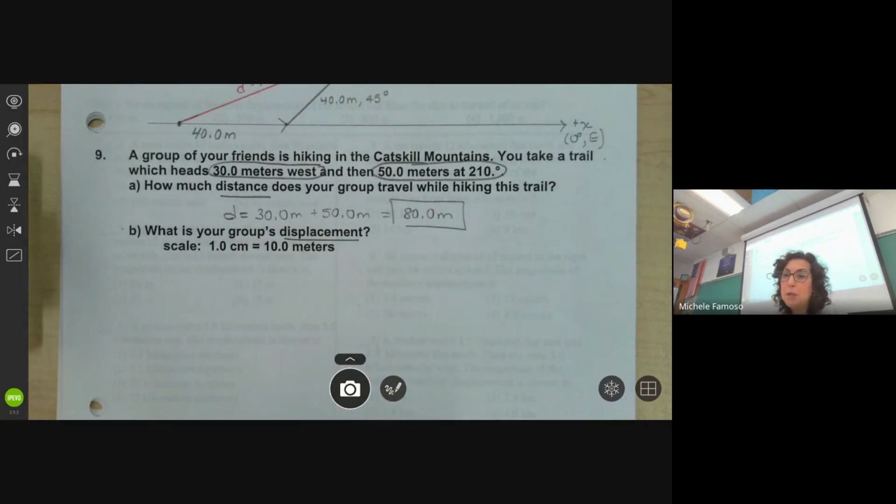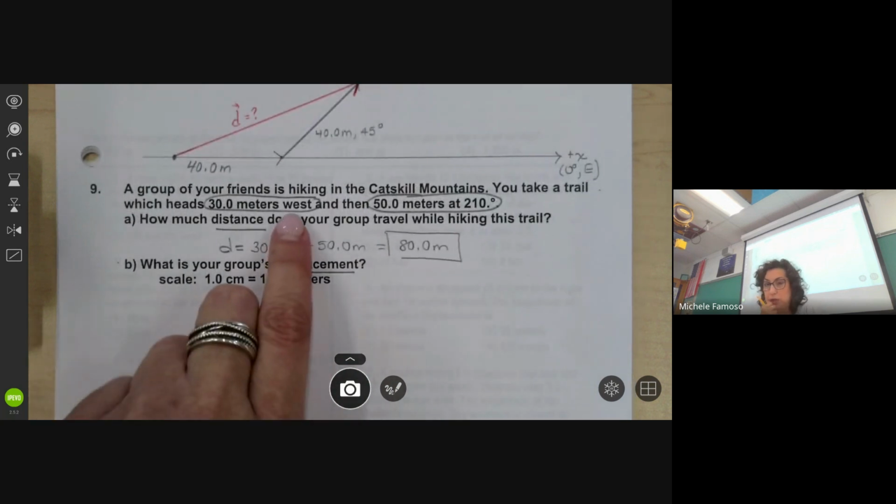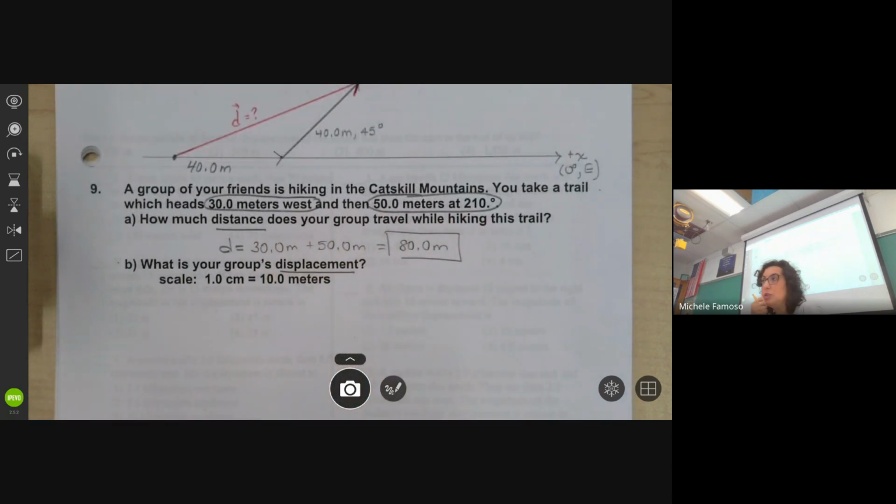Next part wants the displacement. Remember in the last question I asked you what quadrant this is going to get drawn in. So look at these two things. West and 210 degrees. What quadrant is that? 1, 2, 3, or 4? Where is 210? 1 is between 0 and 90. 2 is the next area from 90 to 180. This is beyond that. So where is it? Quadrant 3.